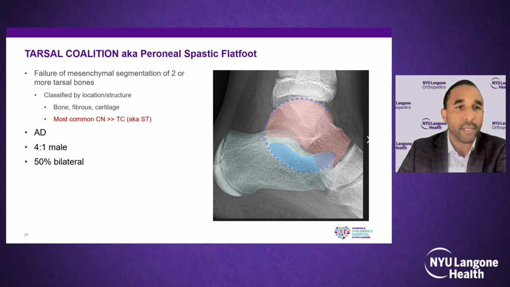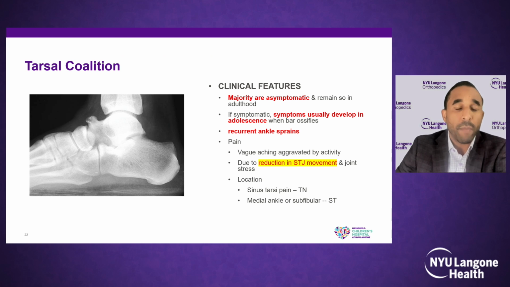Tarsal coalition is a failure to segment of two or more of the bones. Autosomal dominant, so it may run in the family and often in males. You'll see it in the calcaneonavicular and talocalcaneal joints. But what happens is it limits the motion of the foot and can cause adjacent kind of arthritis, but really impingement and things like that.